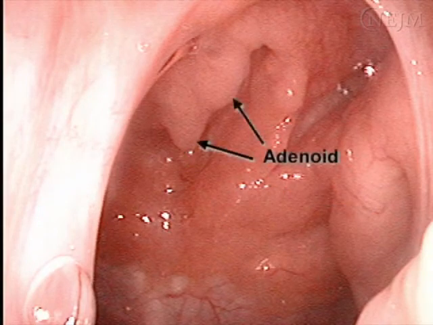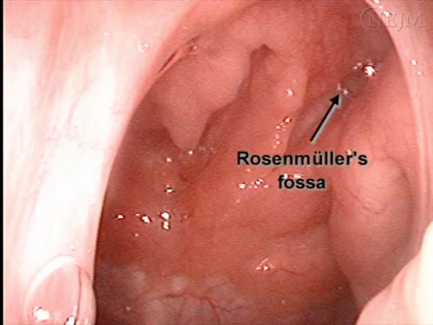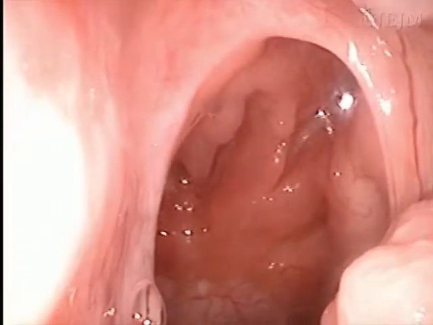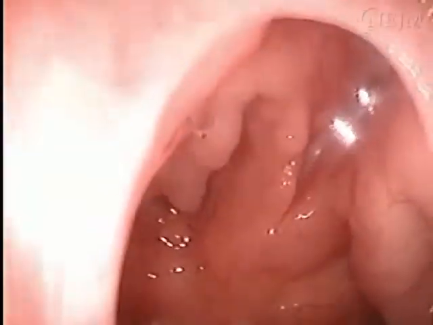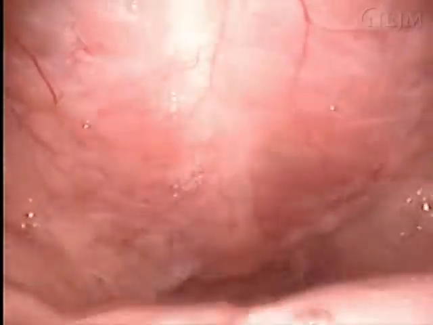Visualize the adenoid or central lymphoid tissue of Waldeyer's ring. Immediately posterior to the eustachian tube is a shallow depression called Rosenmüller's fossa. Because nasopharyngeal carcinoma may arise from these recesses, this part of the exam merits especially careful evaluation. Next, evaluate the posterior nasal septum and the nasopharyngeal aspect of the soft palate.